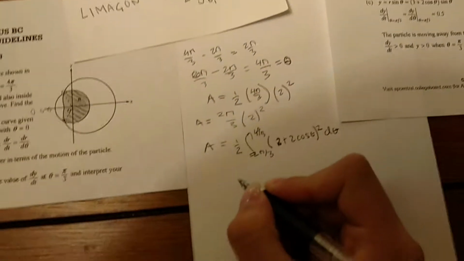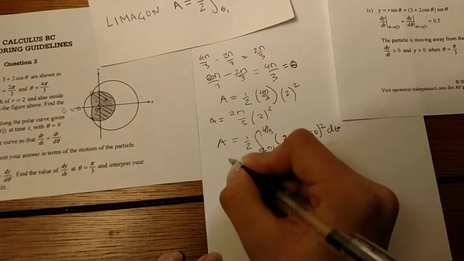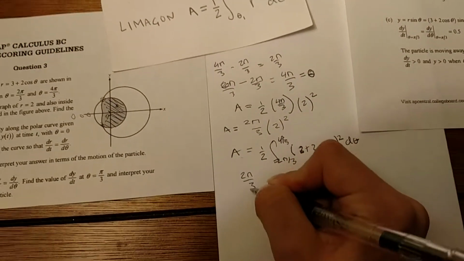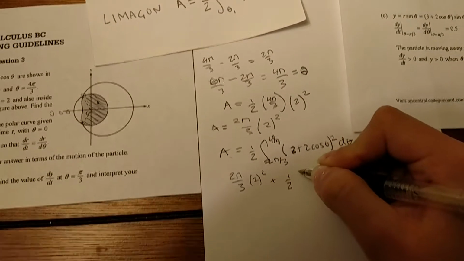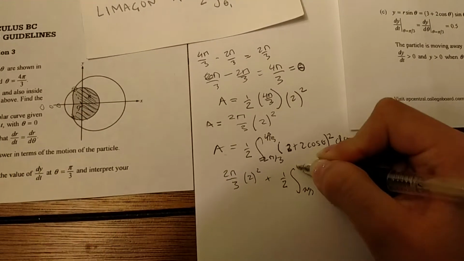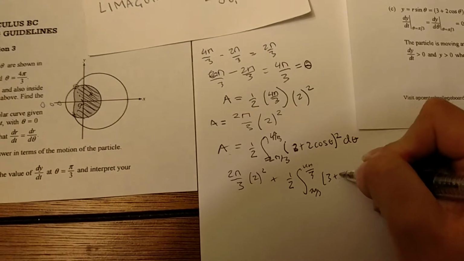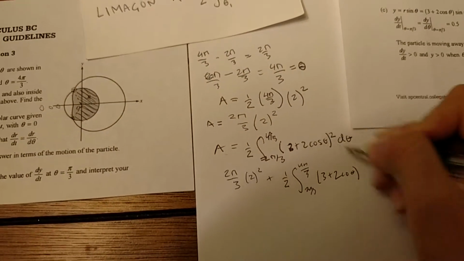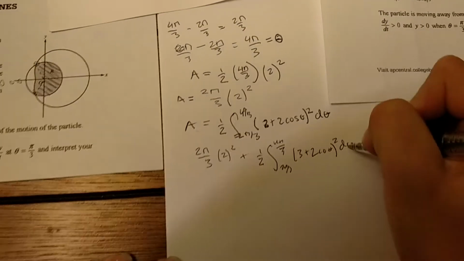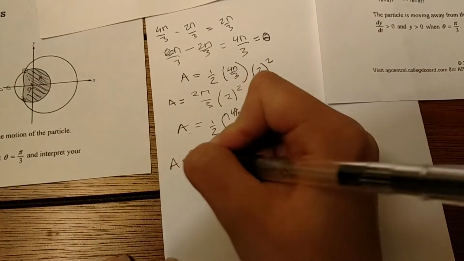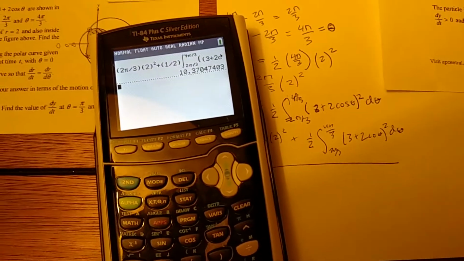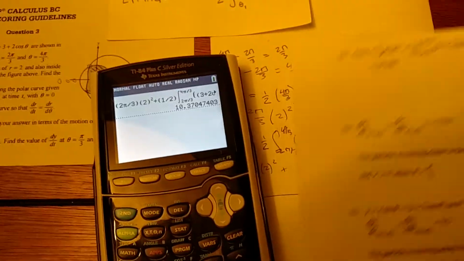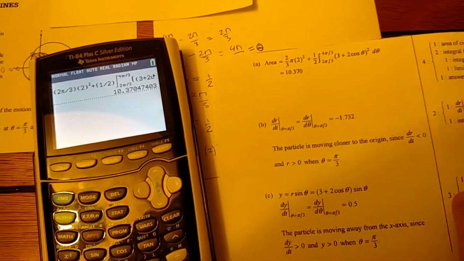And to complete the area, you're going to add the sector of a circle, which is 1/2 times 4 pi over 3 times 2 squared, plus 1/2 integral from 2 pi over 3 to 4 pi over 3 of 3 plus 2 cosine theta, squared, d theta. I'm just copying it from up here. That will equal your area. And when you plug it into your calculator, you get 10.37, this weird number right here, which gives you your full points for A.